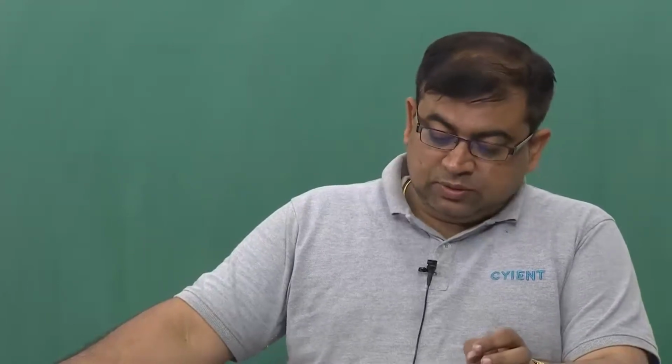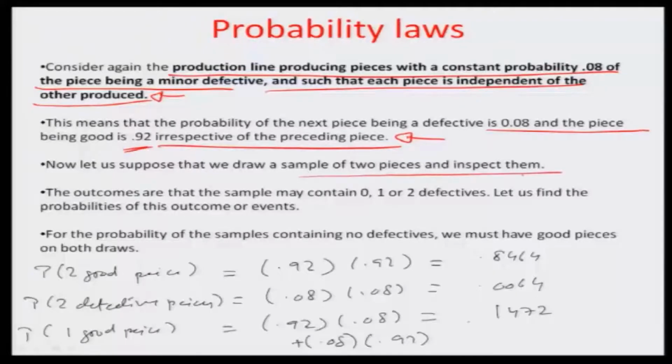So, now let us suppose that we draw a sample of 2 pieces and inspect them. The outcomes are that the sample may either contain 0 defectives, that means both of them are within the 92% category, or 1 defective and 1 non-defective, or both defectives, right. So, this is what can be happening, and let us find out the probabilities of these outcomes or events.